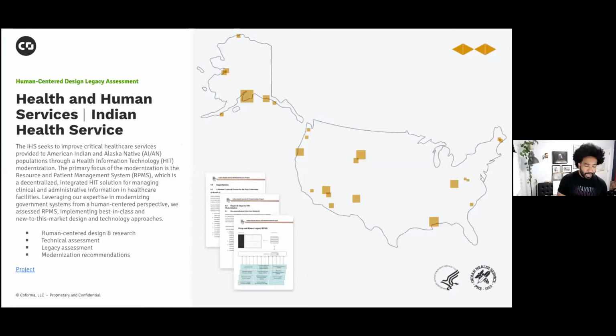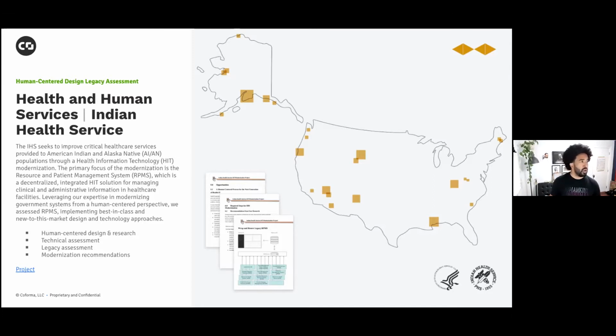So within the context of the Indian Health Service, I'll give you an overview first. The Indian Health Service has been utilizing RPMS, the Resource and Patient Management System, as their only electronic health record system since 1984. RPMS actually dates back from earlier than that with the Department of Veterans Affairs, who brought it over to the Indian Health Service.